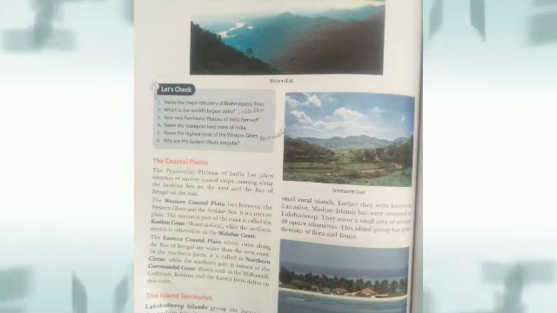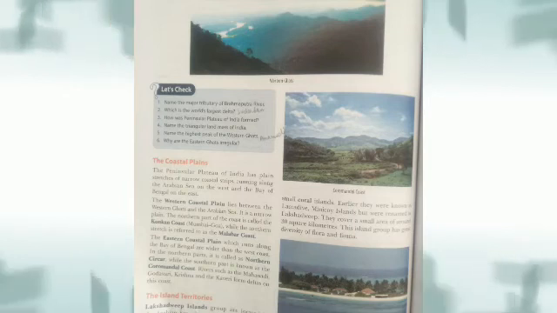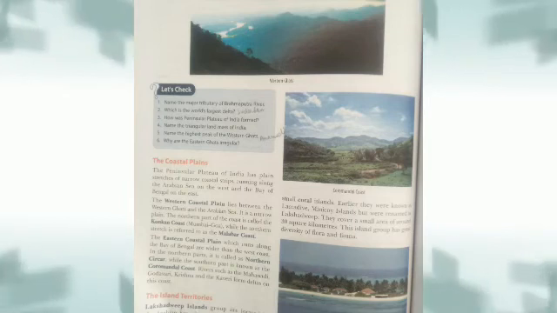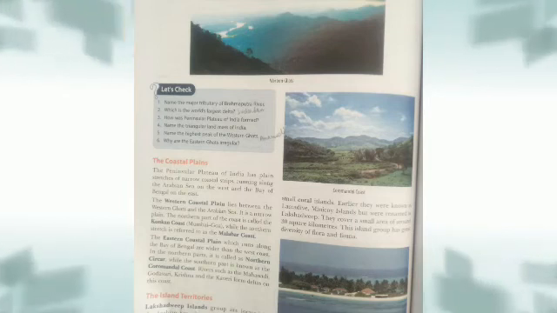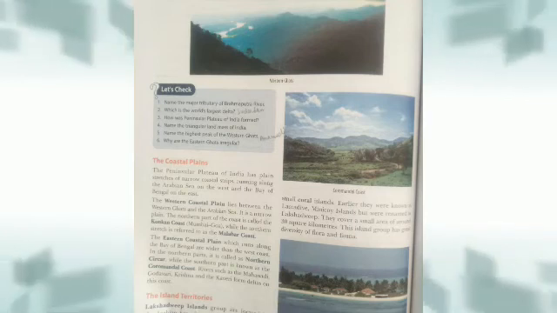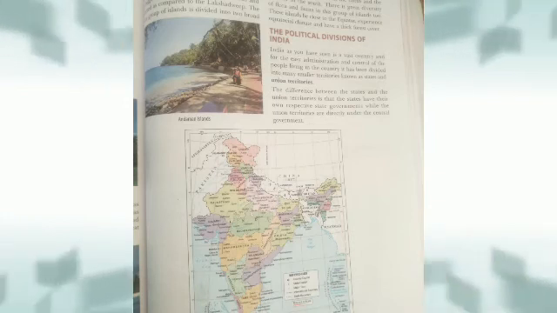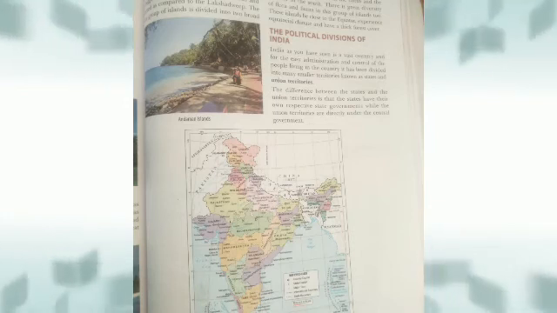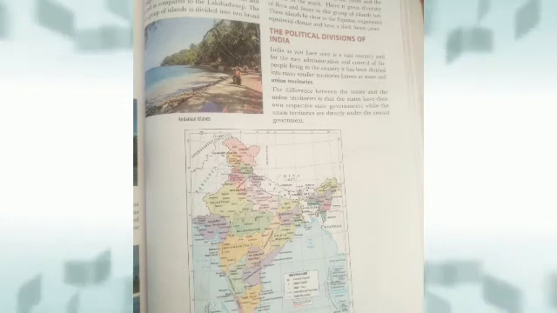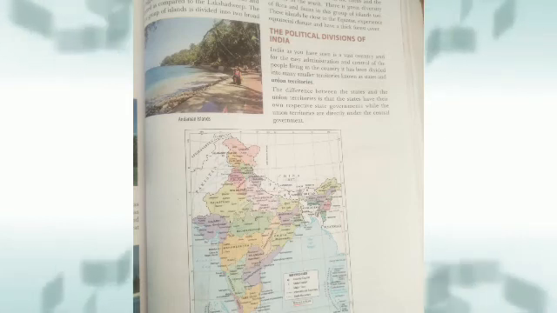The Indian desert. The Indian desert lies towards the west of the Aravalli Hills. It is undulating sandy plains covered with sand dunes. This area receives very little rainfall and has a dry climate with low vegetation cover.